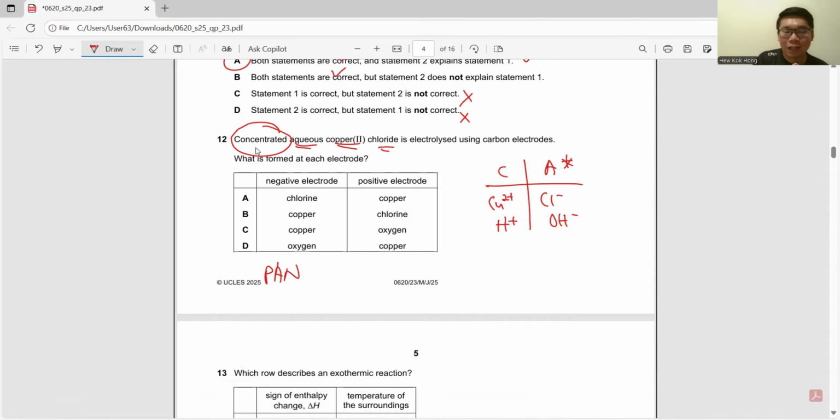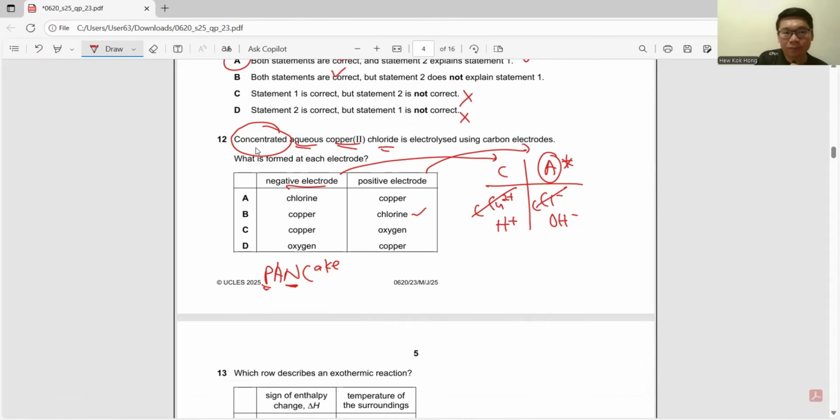Here they do not say cathode or anode, so you can use this to confirm. Positive electrode is the anode. Negative electrode is the cathode. Then we check. In concentrated situation, we will choose group 7 to discharge. So we confirm the anode here will form chlorine. The cathode here will choose whichever is less reactive, lower position in the electrochemical series.